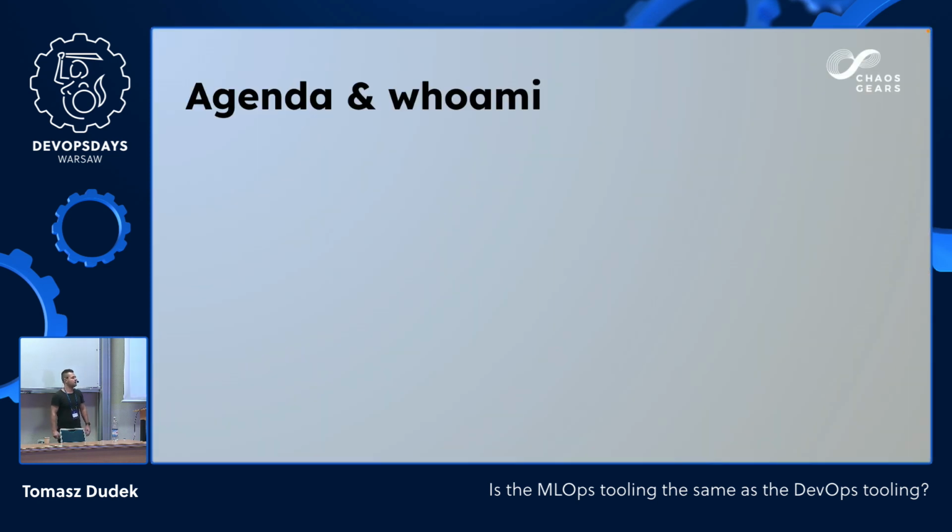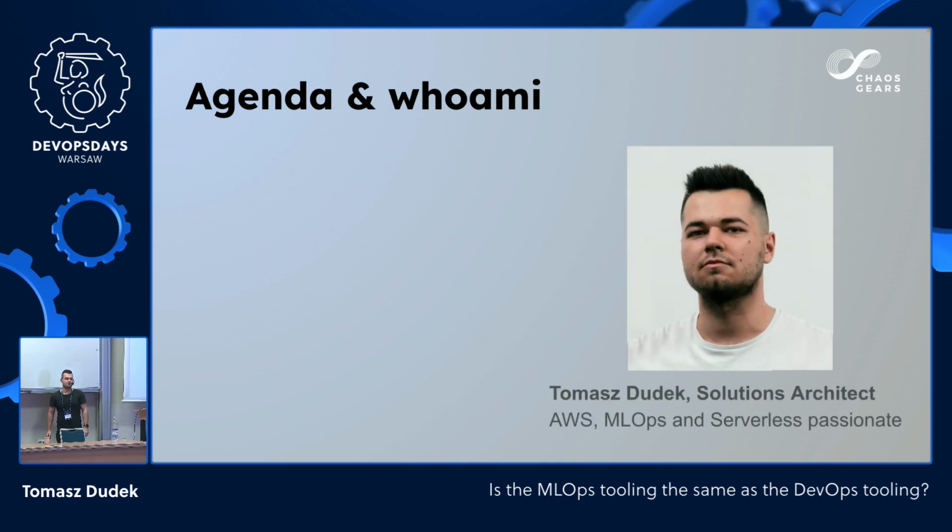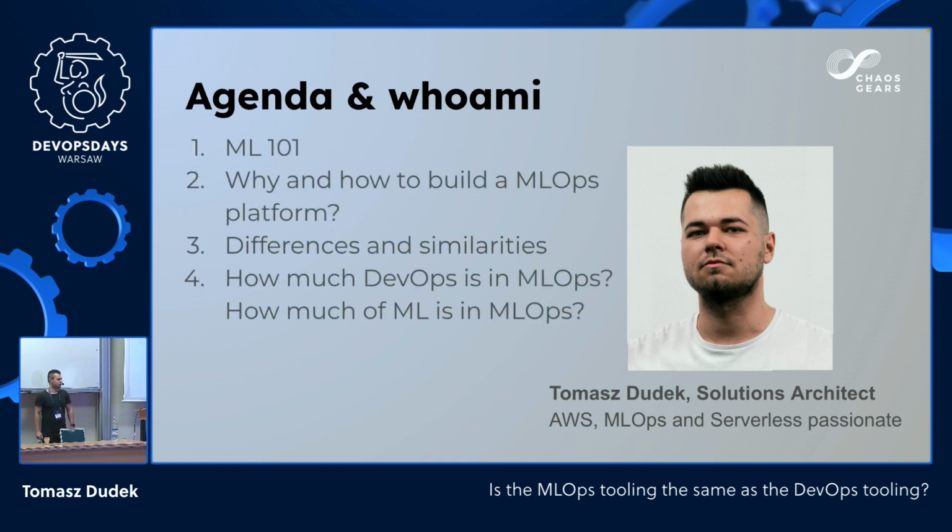My name is Tomasz Dudek. I'm a solutions architect at Chaos Gears. I specialize in designing AWS architectures, especially those connected to MLOps and serverless. And here's the agenda for today.